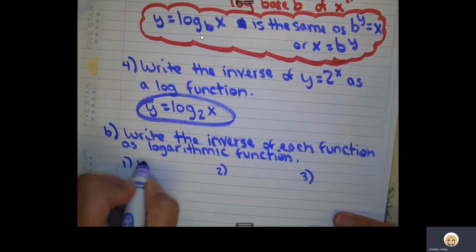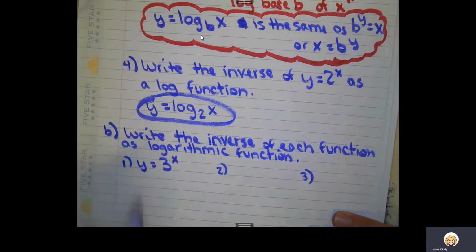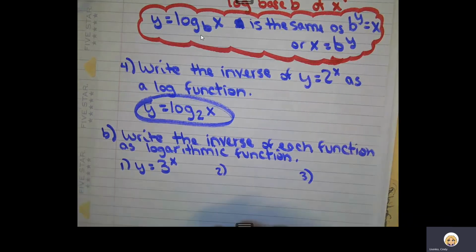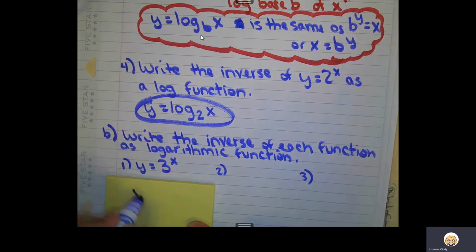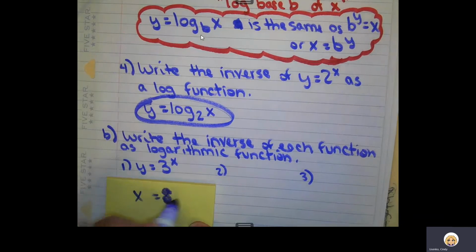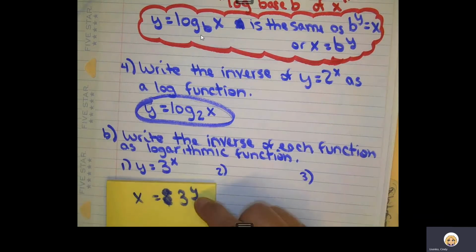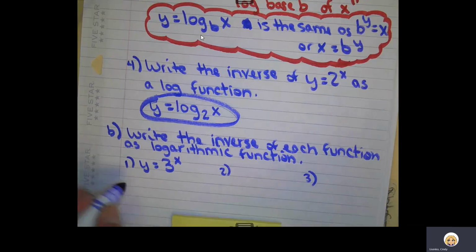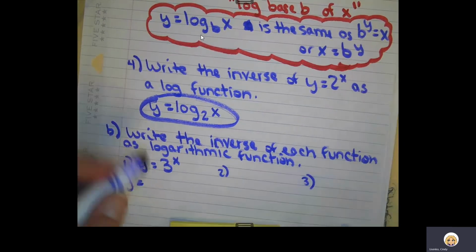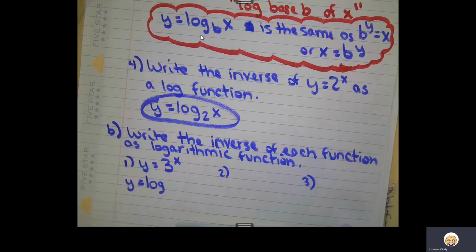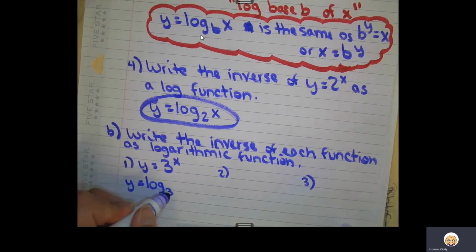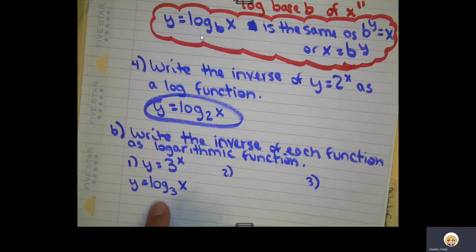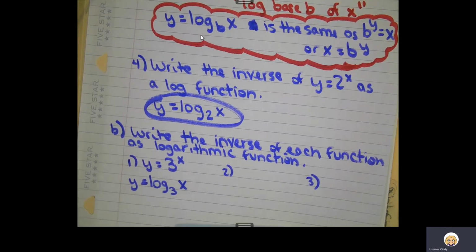So the first one is y equals 3 to the x. If we were writing the inverse of it, remember we would switch the x and y's. It would be x equals 3 to the y. Because the y is the exponent, that's why we're making it a log function. So how we would write it would be y equals, you insert the log, your base is 3, and you put x right next to it. So notice the 3 is lowered. How do you say this? Log base 3 of x.